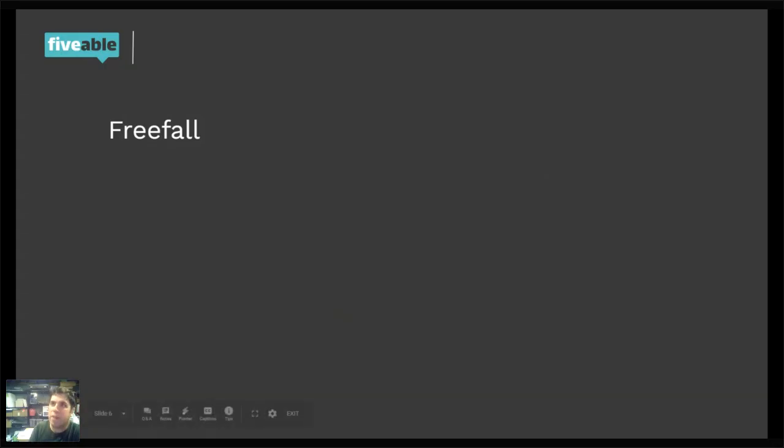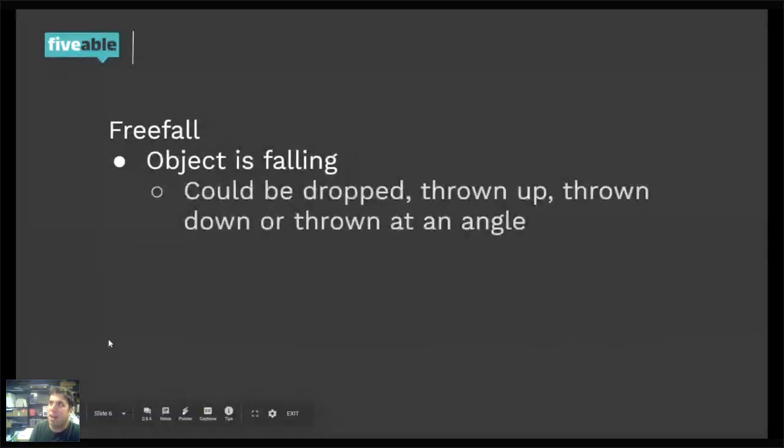And what do we mean by that? Well, we mean pretty simple. Obviously the object's falling, and it doesn't matter what it was doing before it was falling. We could have dropped this. We could have thrown it straight up in the air. We could have thrown it down or thrown it at an angle. It's all the same basic motion when we're talking about this.